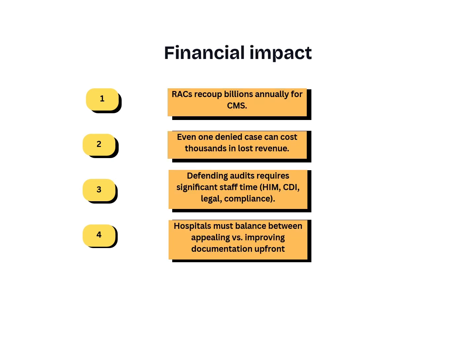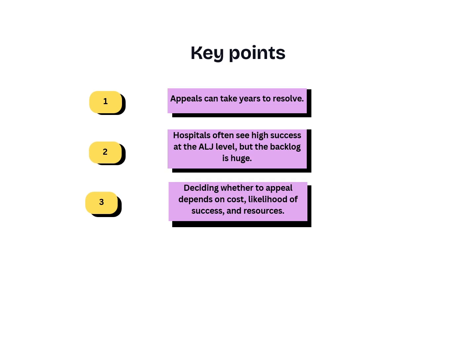Financial impact: RACs recoup billions annually for CMS. Even one denied case can cost thousands in lost revenue. Defending audits requires significant staff time, for example AHIMA, ACDIS, legal and compliance. Hospitals must balance between appealing versus improving documentation upfront. Key points: appeals can take years to resolve. Hospitals often see high success at the ALJ level, but the backlog is huge. Deciding whether to appeal depends on the cost, likelihood of success and resources.